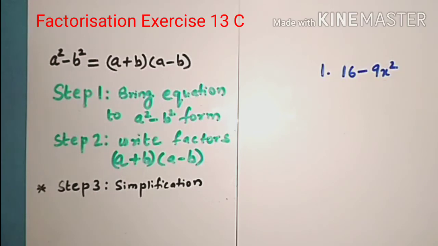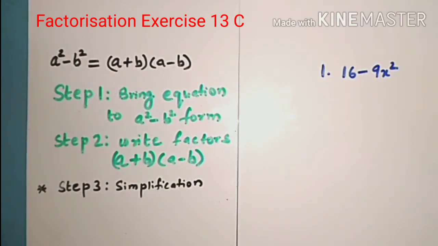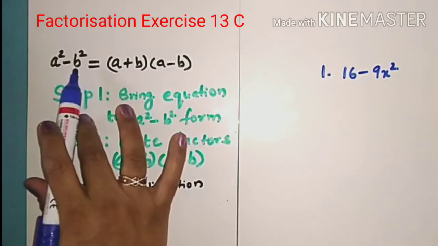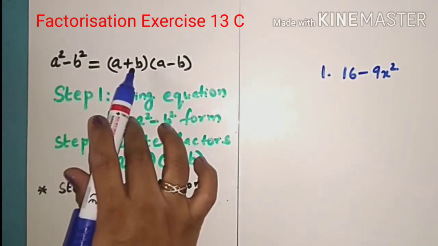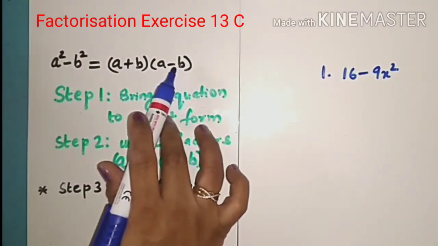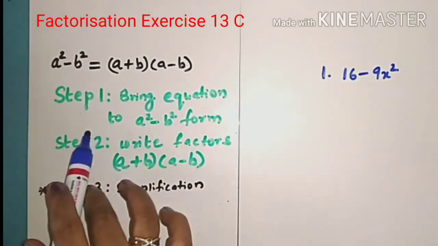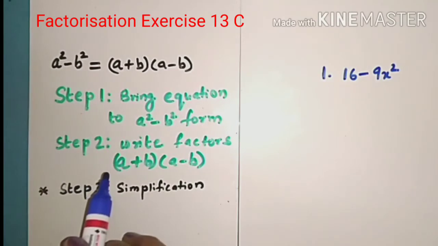In this video, we are doing exercise 13C of chapter factorization. It is a very simple exercise. We have to follow the identity a square minus b square is equal to (a plus b)(a minus b). For completing the sum, we have to follow 2 or 3 steps and we have the answer.